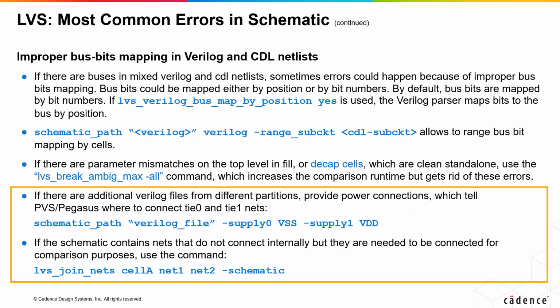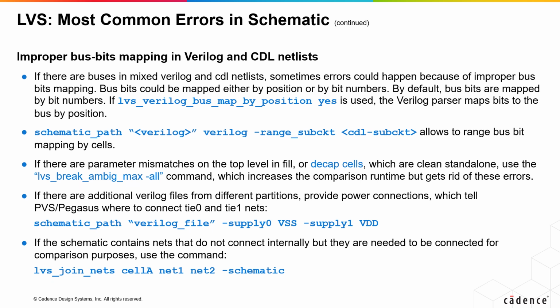If there are additional Verilog files from different partitions, provide power connections using the schematic path command to specify where to connect tie 0 and tie 1 nets. If nets in the schematic do not connect internally but need to be connected for comparison purposes, use the command LVS join nets to connect them. In summary, we have analyzed a list of common errors in schematic designs and solutions or commands to address each error. It covers issues related to connections, netlisting, bulk pins, parasitic devices, filler cells, case-sensitive Verilog, bus bits mapping, parameter mismatches, additional Verilog files, and net connections.